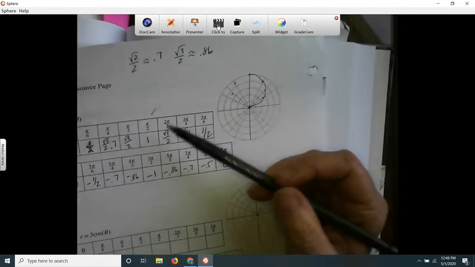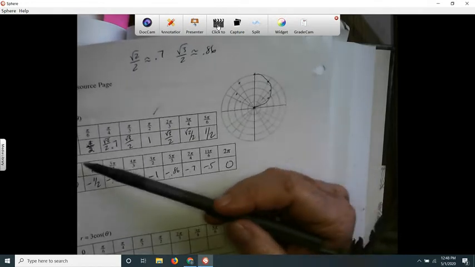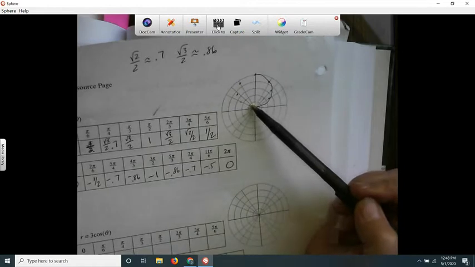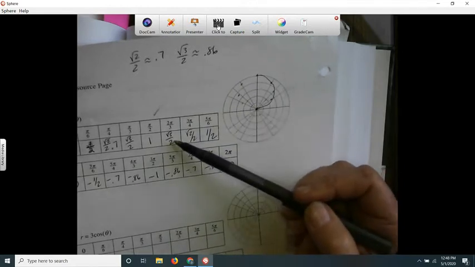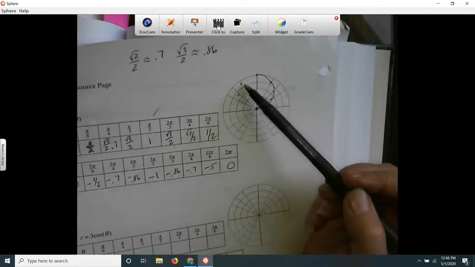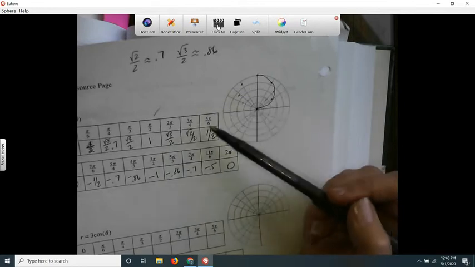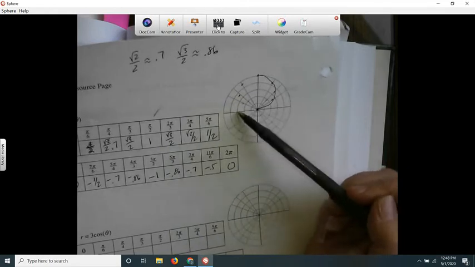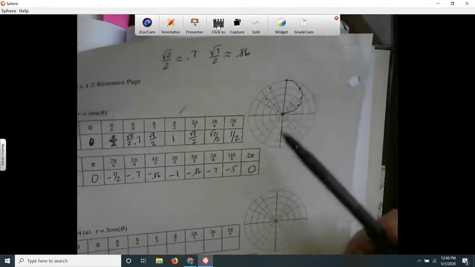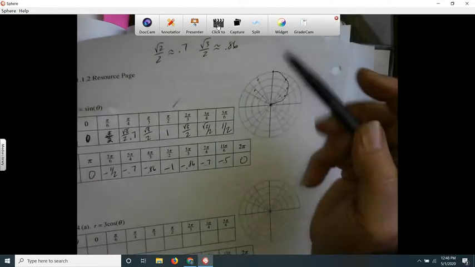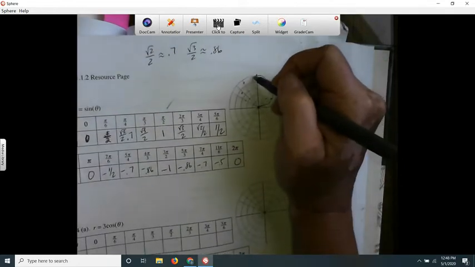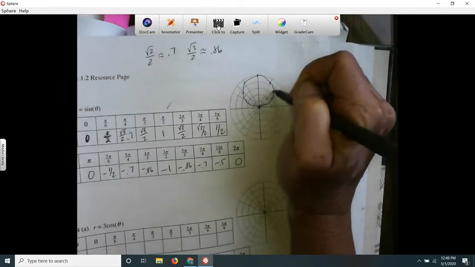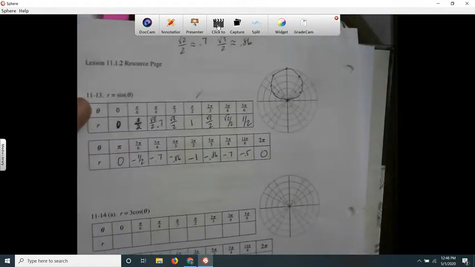And so I'm only right here. I've only done these ones. 2 pi over 3 is this angle, and it's 0.8-ish, so I put it there, 0.86. 3 pi over 4, that's this one. 5 pi over 6, that's this one. And then pi is 0 again. So if I were a better grapher, this would look exactly like a circle. It kind of does look like a circle.